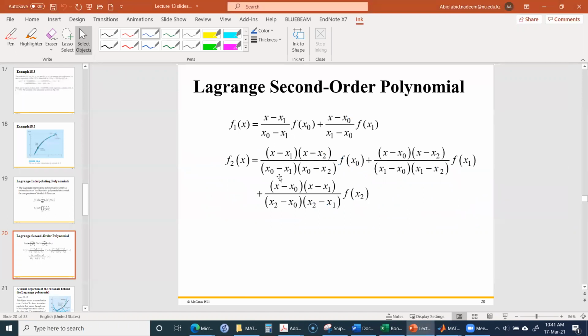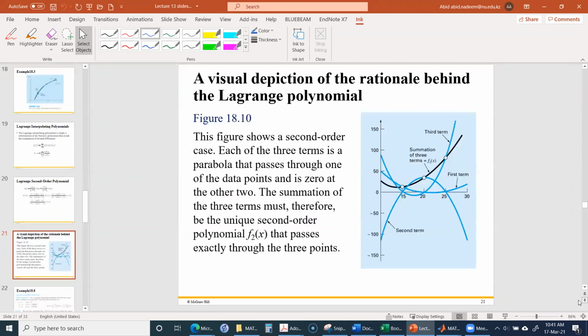So these are the f1 of x, f2 of x, and then we have written the f3 of x over here. So, a visual depiction of the rationale behind the Lagrange polynomial. Since this figure shows a second order case, each of the three terms is a parabola that passes through one of the data points and is zero at the other two. So the summation of the three terms must therefore be the unique second order polynomial that passes exactly through the 3 points.